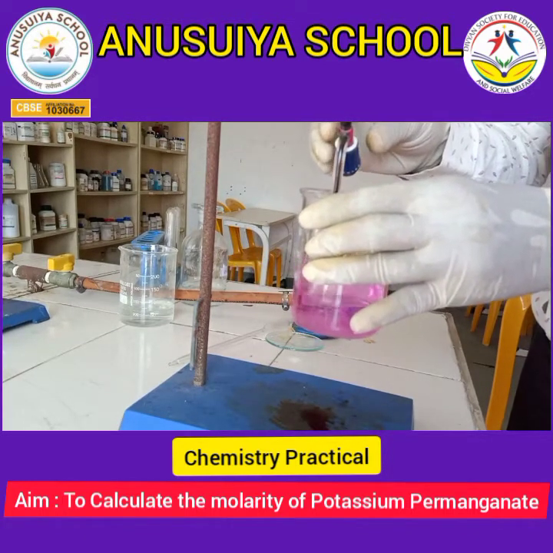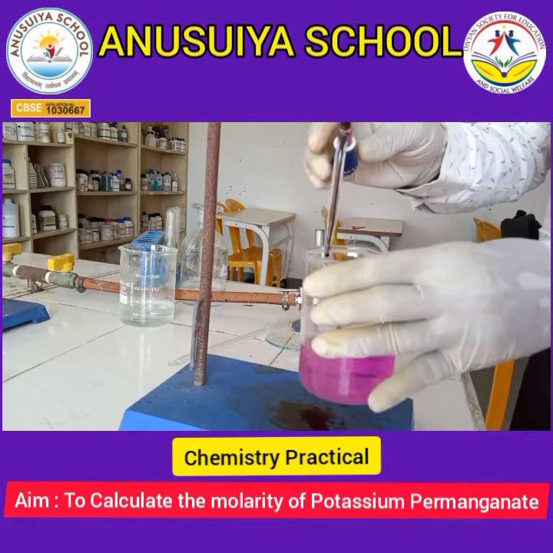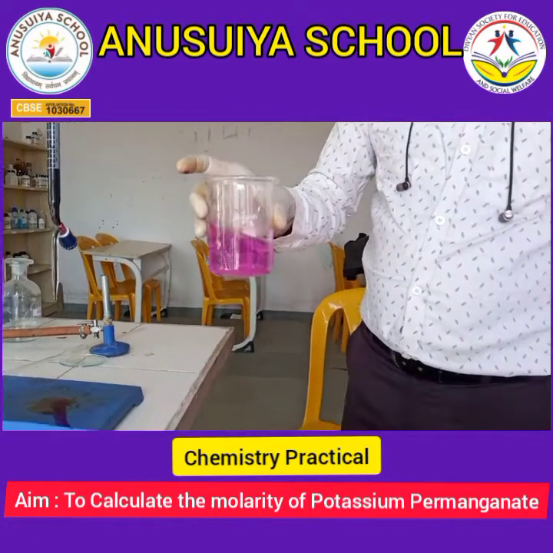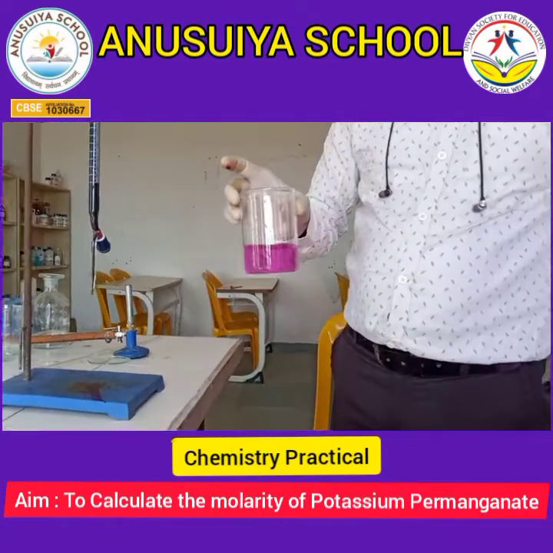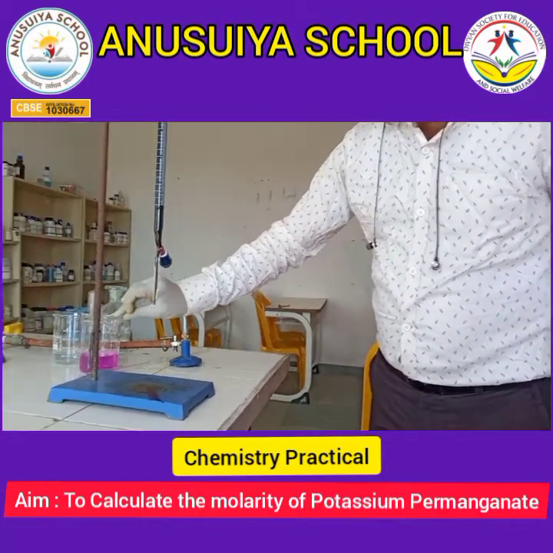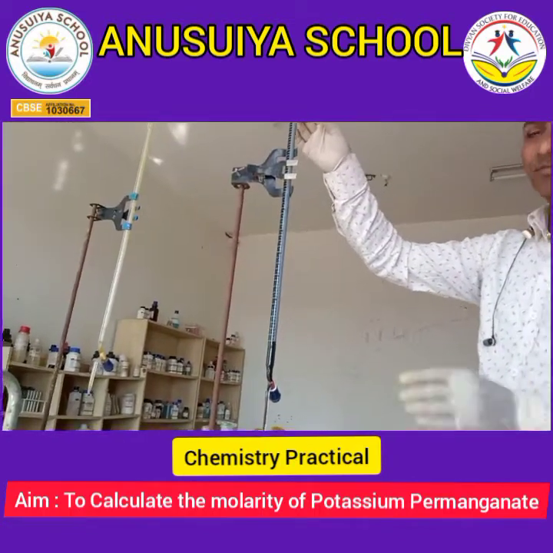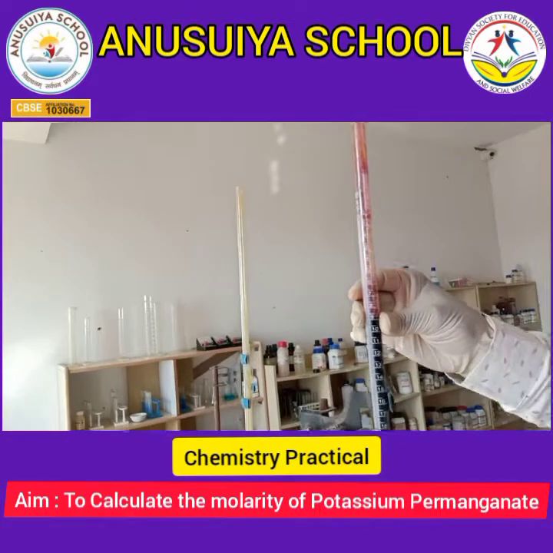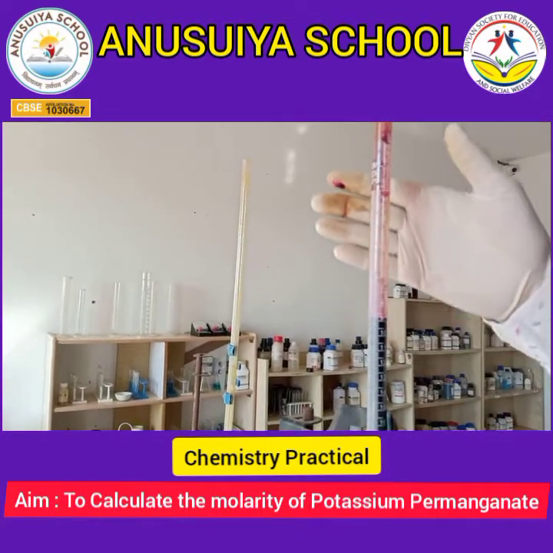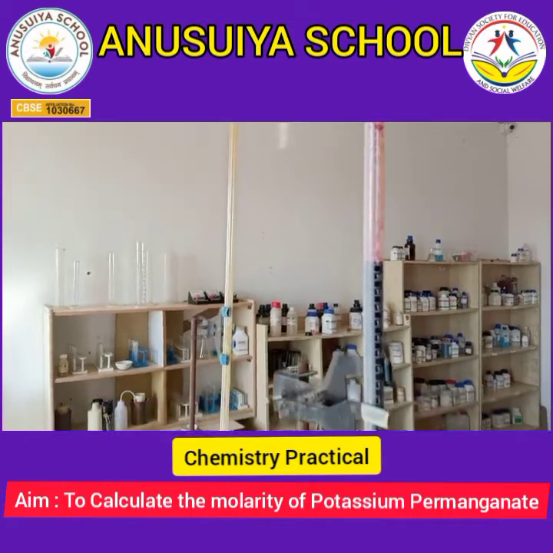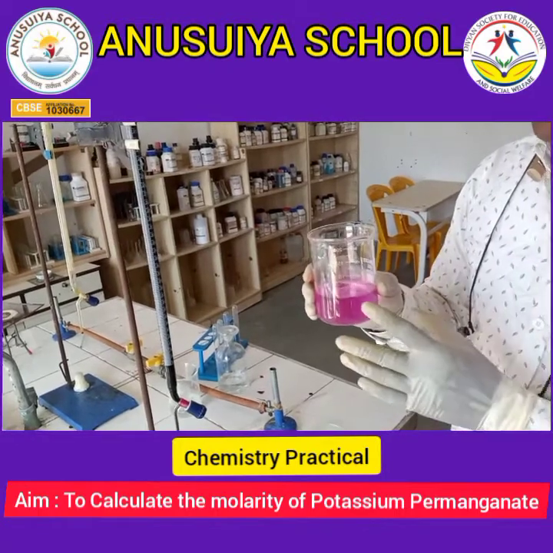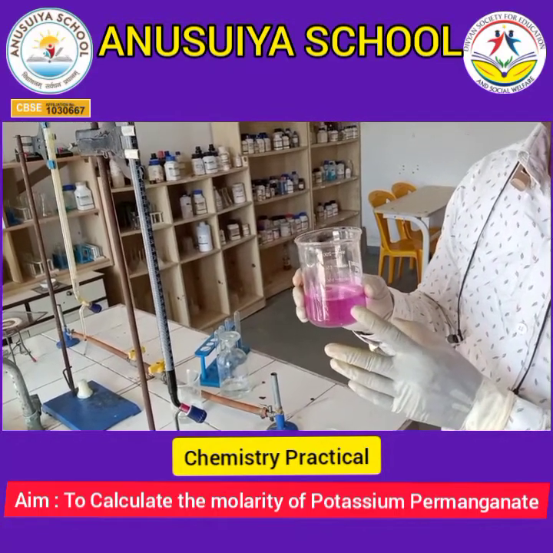Okay students, now it has turned light pink. Our solution has turned light pink. After that we have to stop this. Now we will take the reading of the burette. Now students, as you can see, 0 to 9, therefore 9 ml of KMnO4 we have added in this solution. Now we will calculate the molarity of the solution on the board.